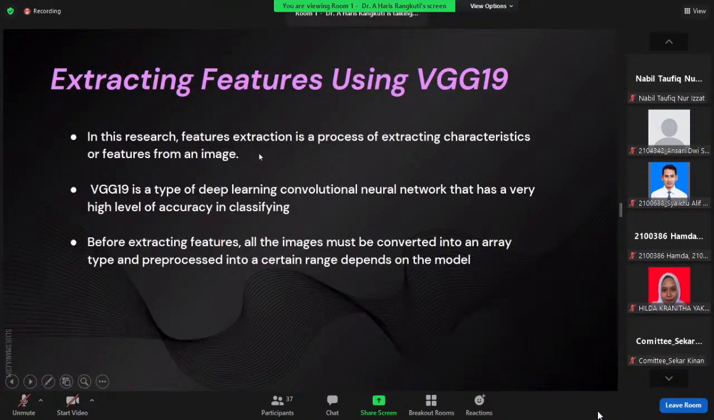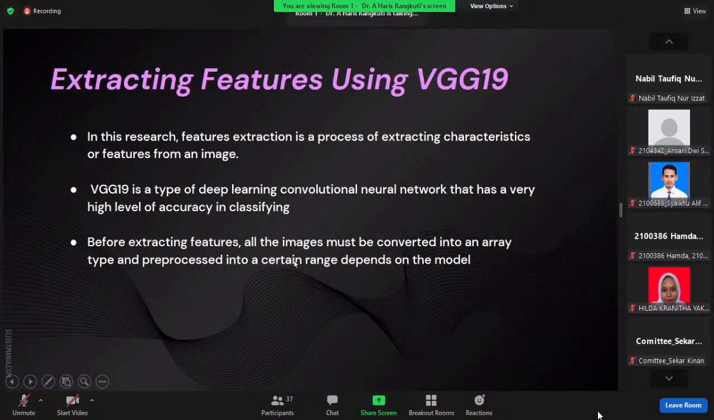In this research, feature extraction is the process of extracting characteristic features from the image. VGG is a type of deep learning convolutional neural network that has a very high level of accuracy in classification. Even though we used three kinds of CNN models, I'm focusing only on VGG19.